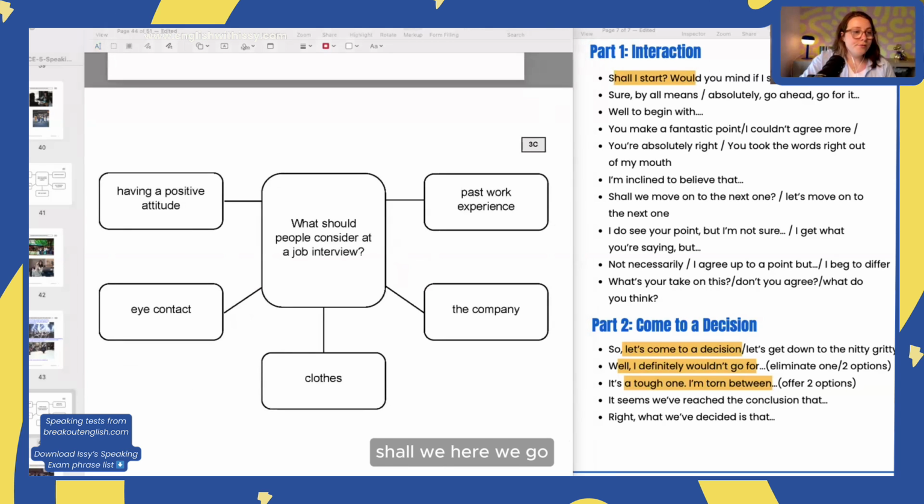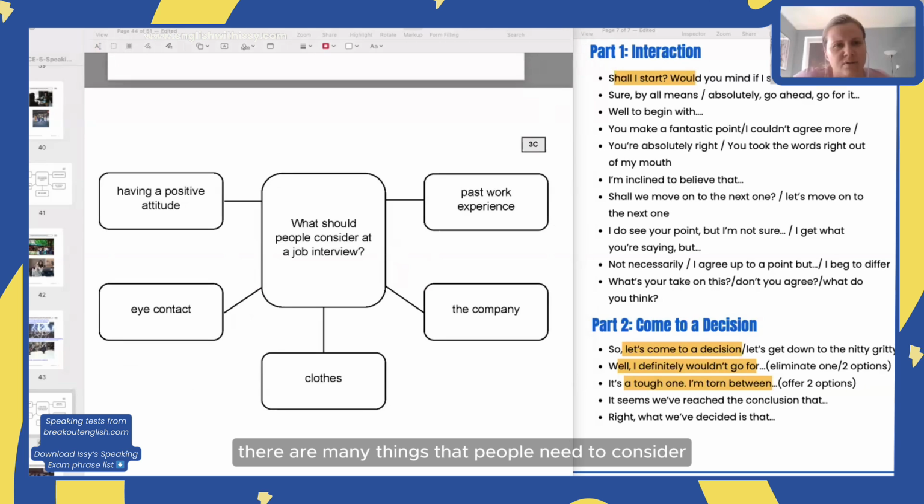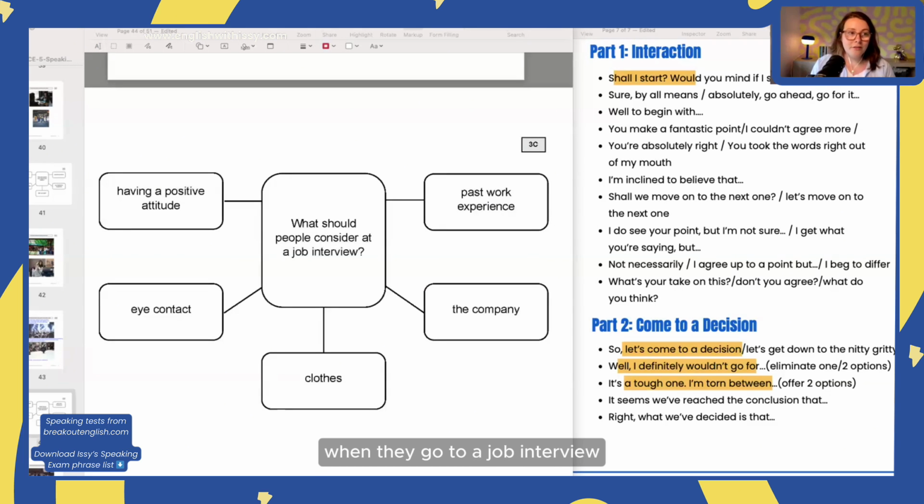Here we go. Okay, so the examiner would say to you guys, Collin and Gosia, now I'd like you to talk about something together for about 2 minutes. There are many things that people need to consider when they go to a job interview. Here are some things that they think about and a question for you to discuss. First, you have some time to look at the task.